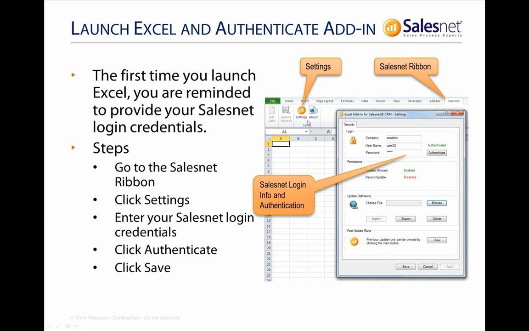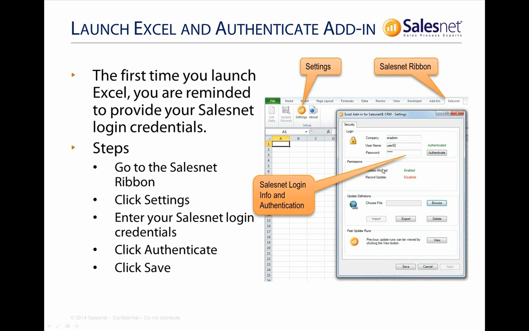Okay, when you click on that, we have 3 different sections here, and the first one that you see highlighted is settings. This is where you have to go to put your Salesnet login, and you use your same 3-part login: company, user, and password. When you put those in, you click Authenticate, and you'll get a message.